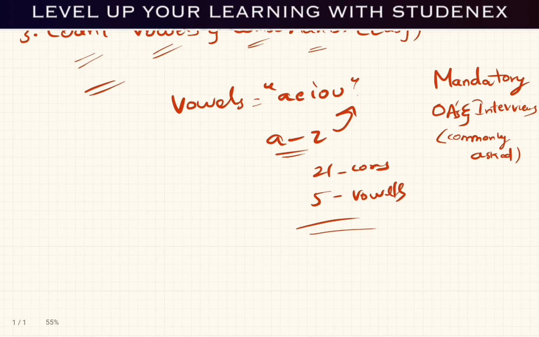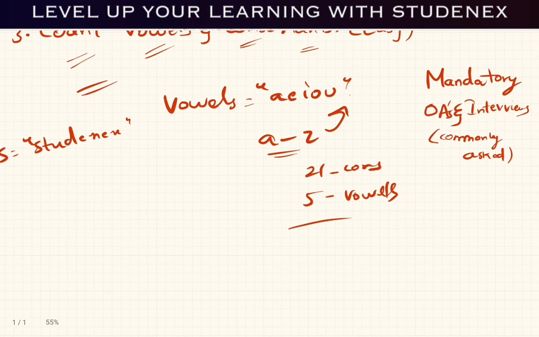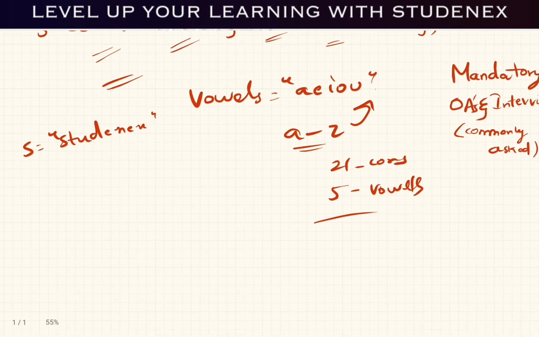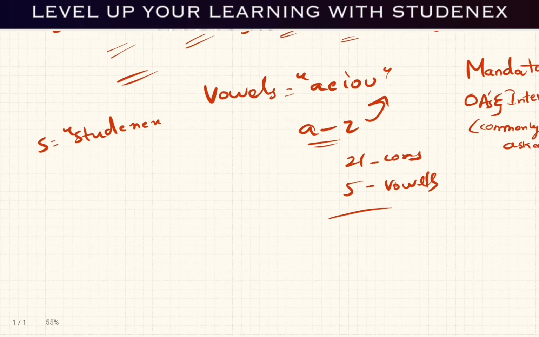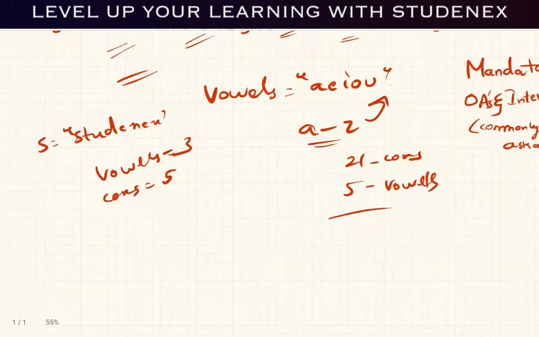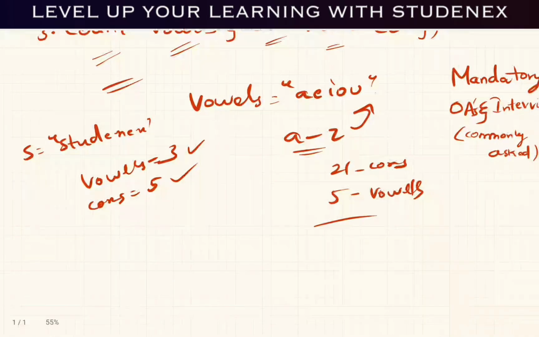So this is a question where you need to count how many vowels are in a string and how many consonants in a string. Let me take the example Student X. If you see 1, 2, 3, the vowels are 3. Then 1, 2, 3, 4, 5, so we have consonants which are 5. Yeah, so we have 3 vowels and 5 consonants. So we need to count them.